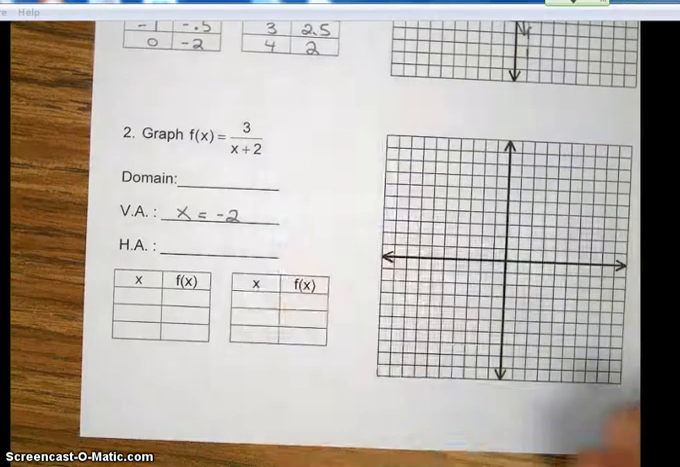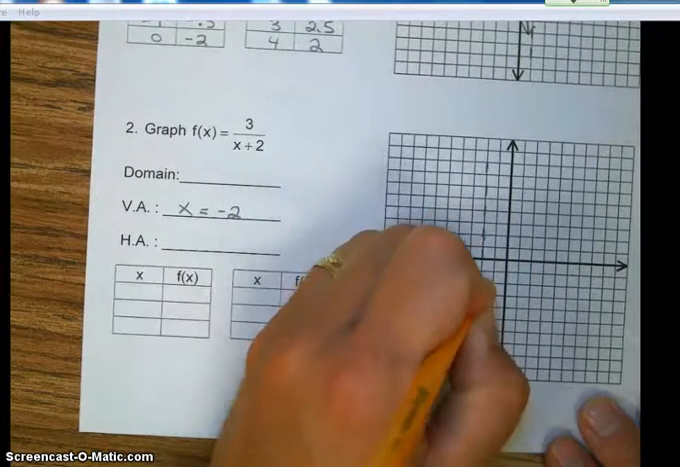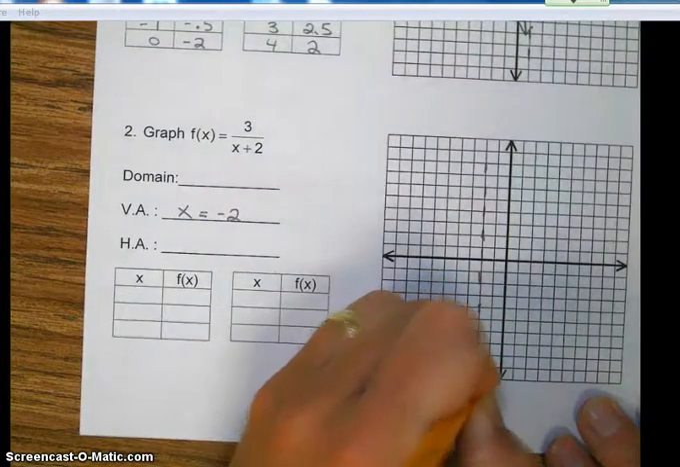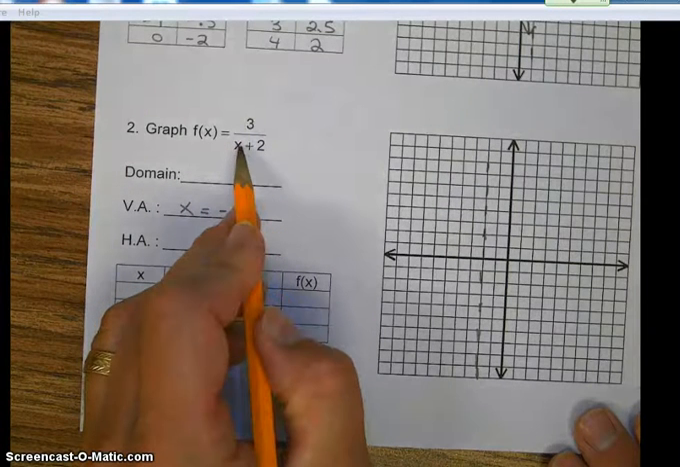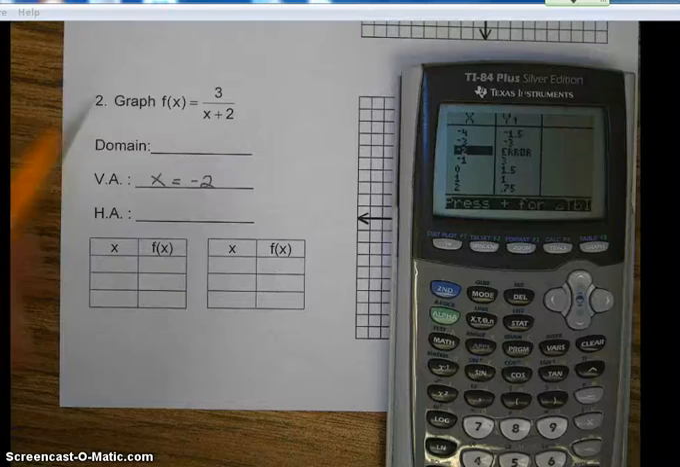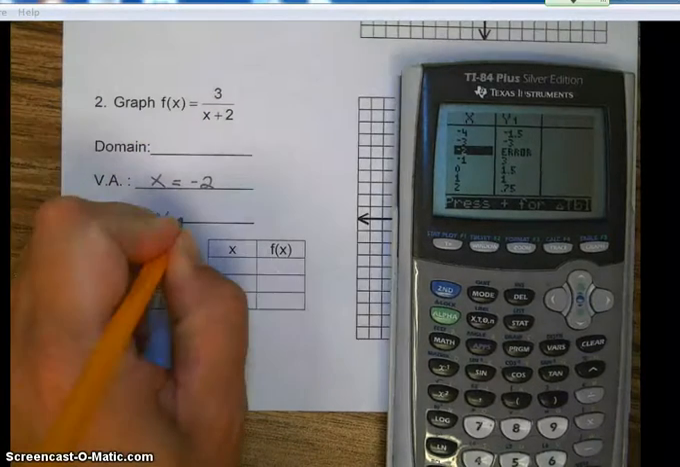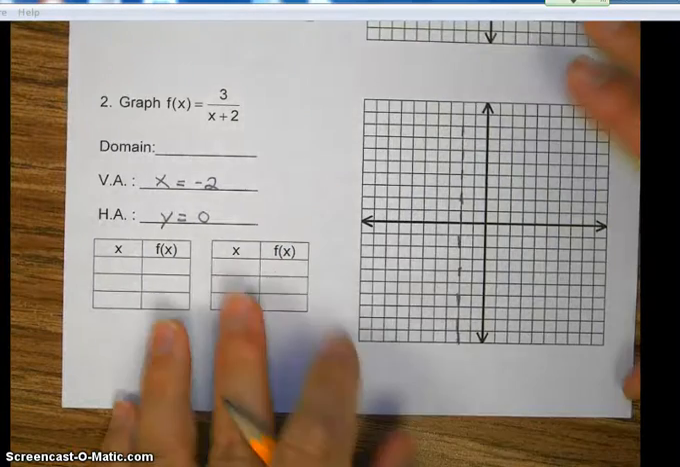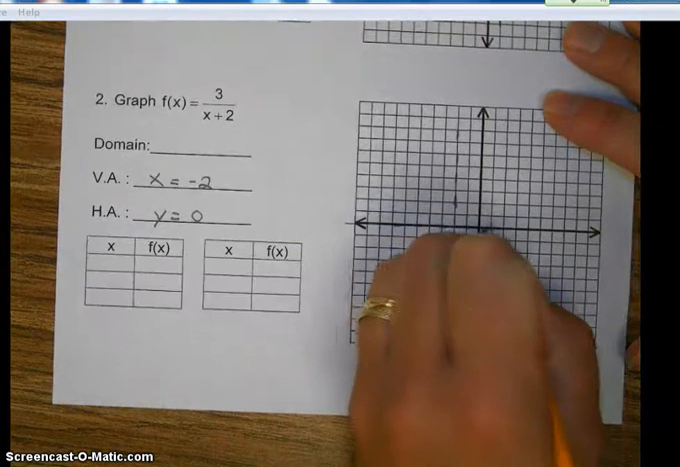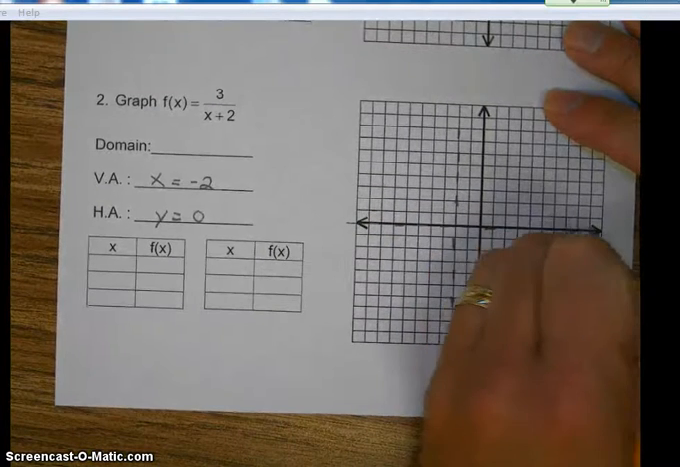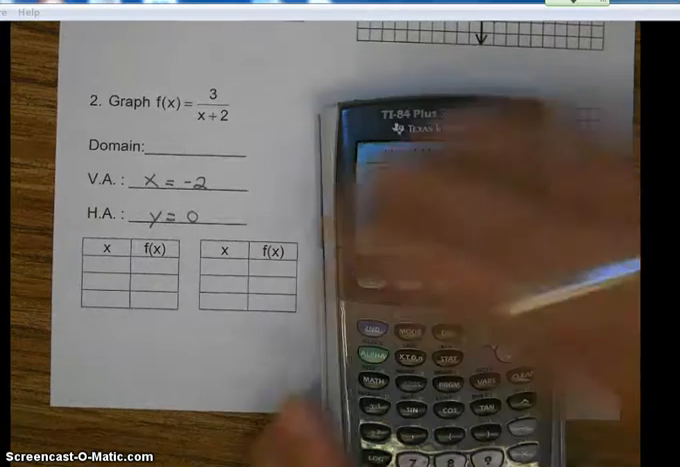If it was me at this point, I would personally draw in that vertical asymptote. Now notice the degree of the numerator is 0 and the degree of the denominator is 1. What that means is that we have a horizontal asymptote at y equals 0. I'd plug that in next. If you don't remember how to determine this, look back at your video notes. Horizontal asymptotes are on video notes number 2.